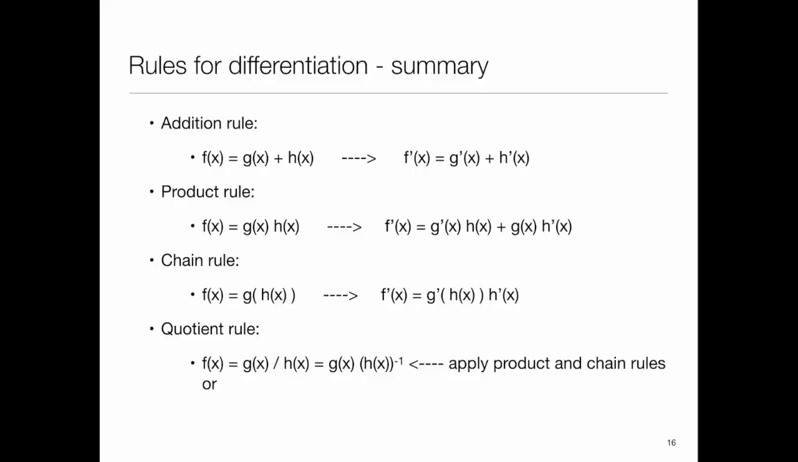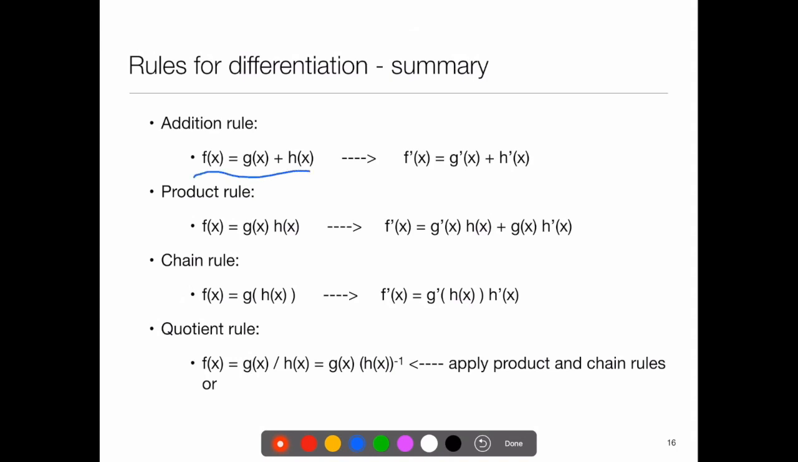Okay, so summary rules for differentiation. We have the addition rule here, which says that if f is a sum of two functions, then its derivative is just the sum of the derivatives of those two. Product rule is a little bit more subtle. To get the derivative of f, you have to take the derivative of the first multiplied by the second, plus the first one multiplied by the derivative of the second.